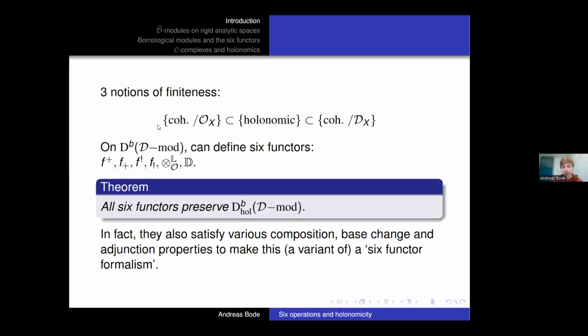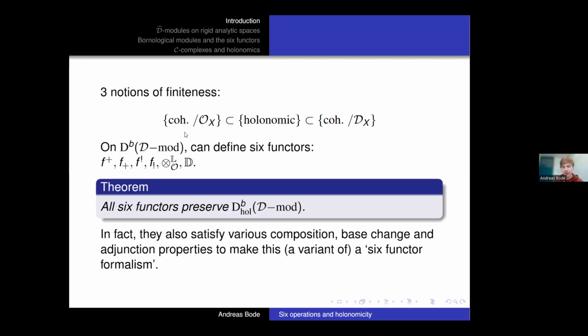But I could also say I only consider those things that are coherent already as O modules, right? This is a much, much stronger condition. Again, in our previous example, this means it's a finitely generated module over the polynomial ring in one variable. And then there's an additional action of my derivative. Okay, much, much stronger condition.